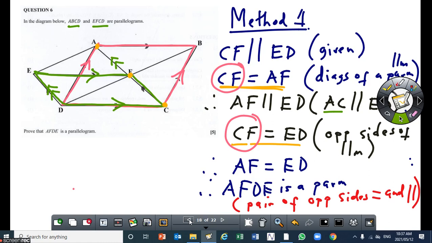Okay, this was method one from yesterday. I used the fact that if you can prove that a pair of opposite sides of a parallelogram are equal and parallel, then you can conclude that the quadrilateral is a parallelogram. That's the theorem that I used. In actual fact, it's a converse of the original theorem.